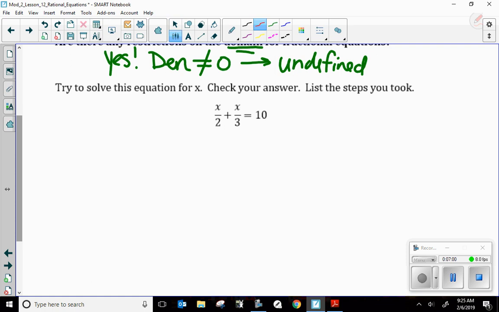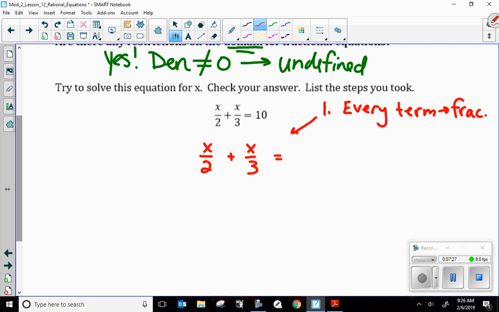All right? So step 1, in order to get a common denominator, I want to make sure every term is a fraction. Every term should have a denominator. So let's turn every term into a fraction, and I'm going to abbreviate here. Well, x over 2 is already a fraction, plus x over 3, already a fraction, equals 10. In order to make 10 into a fraction, I'm just going to put it over 1. Boom, now it's a fraction. Okay? Step 1, every term is a fraction.